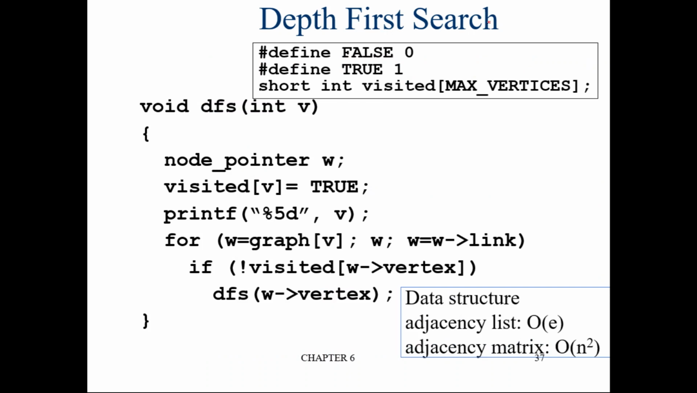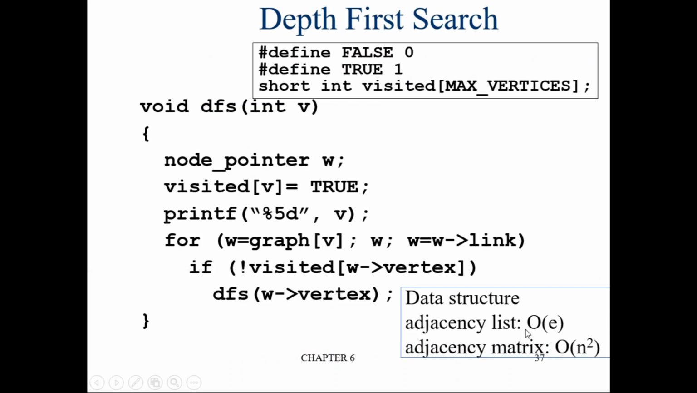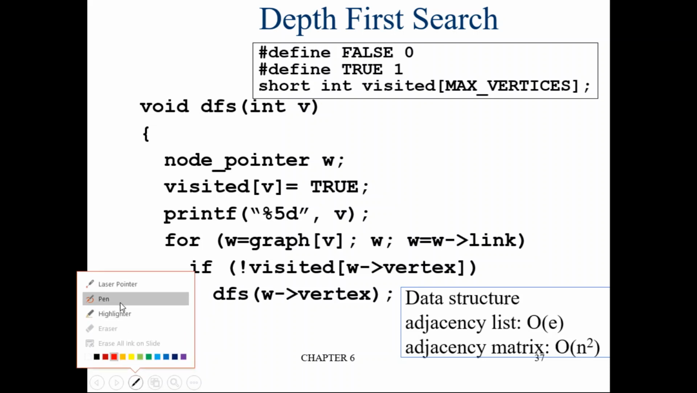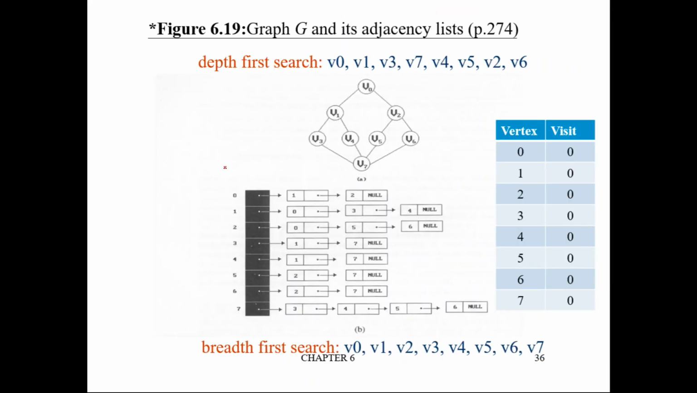If you implement depth first search using an adjacency list, the complexity is order of E. That is, as many edges as there are, that many things we have to access. There are no wasted edges: for every vertex, only if there is an edge do we go, otherwise we don't. So the number of operations you perform is order of E, equal to the number of edges in the graph.